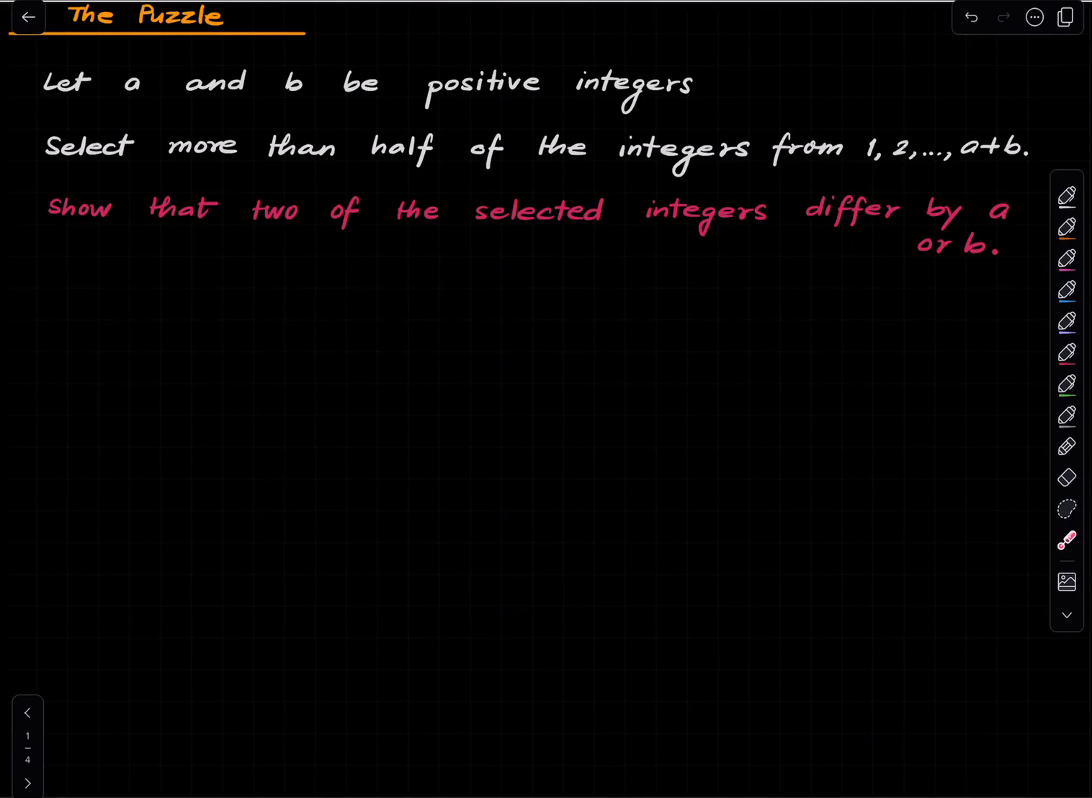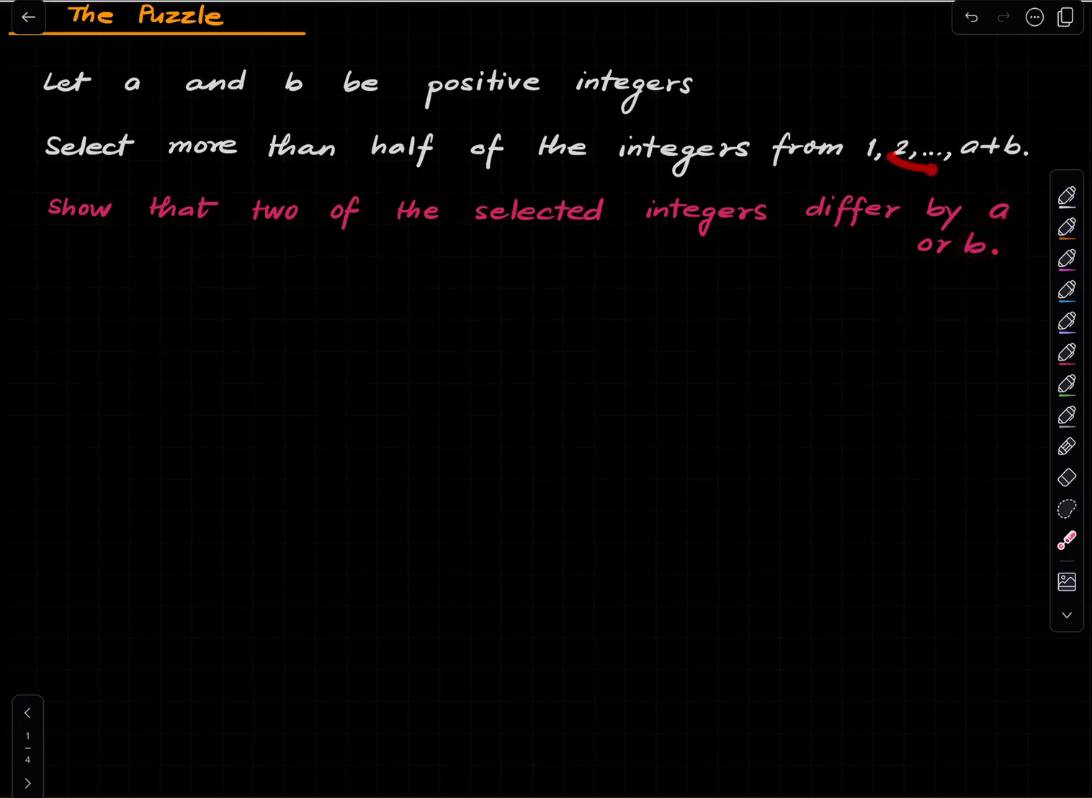Here is the problem. Let a and b be positive integers. Select more than half of the integers from 1 up to a plus b. So this is a list of integers. Suppose we select more than half of them. Then we want to show that two of the selected integers will differ by either a or b.